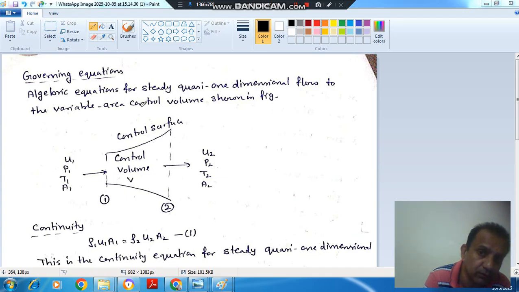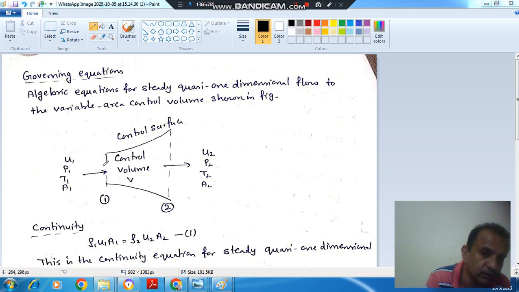As quasi one-dimensional flow is just variable area flow, consider a control volume that is of variable area. Here area at inlet is A1 and area at outlet is A2, and this area is varying continuously from inlet to outlet. Okay, so first of all, continuity equation. Here we are assuming that the flow is steady, so mass inflow will be equal to mass outflow.